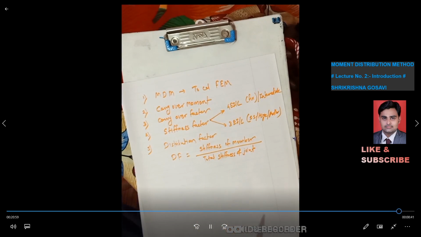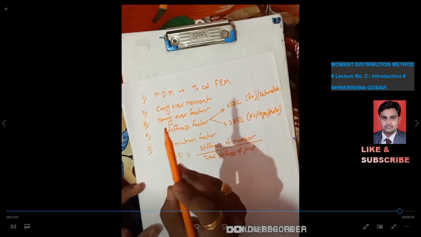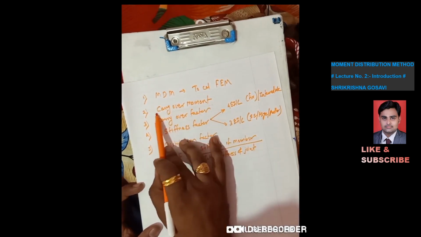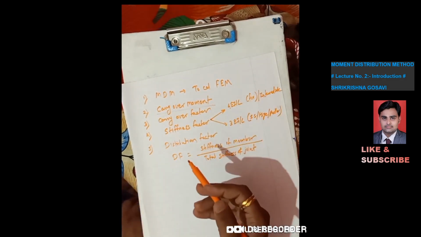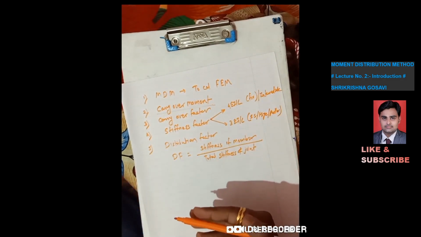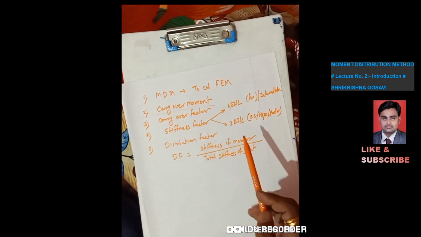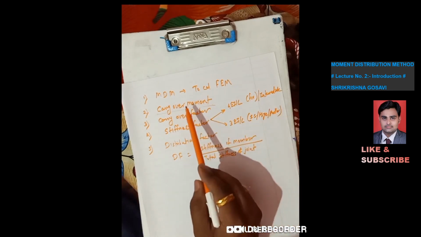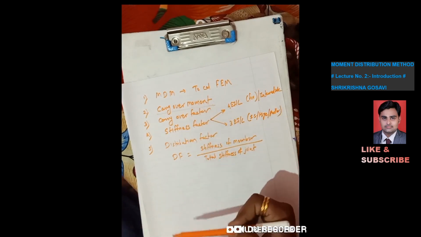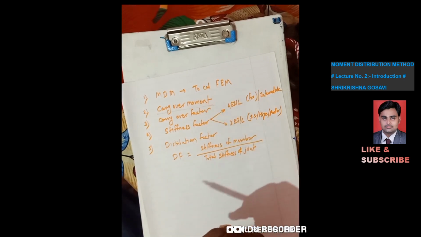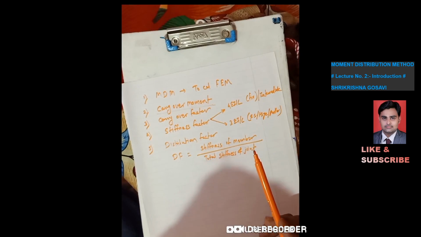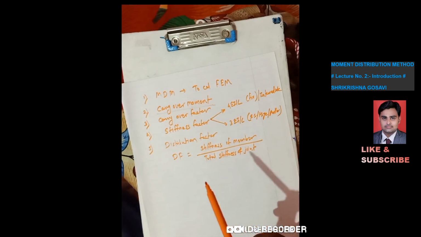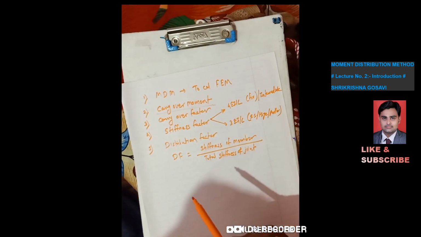In the next lecture, in the example of carryover moment, I explained that if you apply a moment M at any end, then the generated moment at the other end is M by 2. How does it come? That I will derive in the upcoming lecture. Then I will also give you the formulas of standard cases for the fixed end moments, and we will solve numericals based on it.